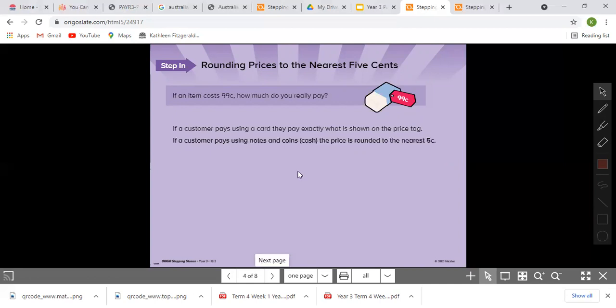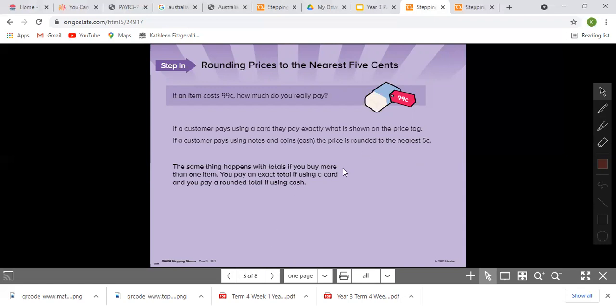However, if we're using cash, which is the notes and coins that we looked at yesterday, the price is rounded to the nearest 5 cents. So let's see how that works. If you buy more than one item, you still add them all together, okay? And you don't round it off to the nearest 5 cents until you've added all of the items together. So if you go to the supermarket and you buy 5 different things and they have all got different amounts of cents in them, you add them all together as they are. And then when you get to the end, you round to the nearest 5 cents after that.